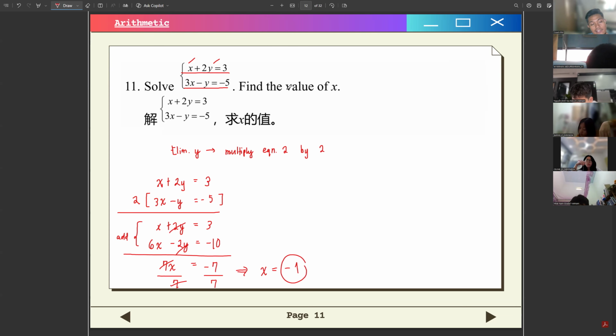By the way, in this problem, you really have to eliminate y instead of x, right? So that you will just go through it in fewer steps, because you want to find the value of x, not y. So it's better if you eliminate y directly. Okay?